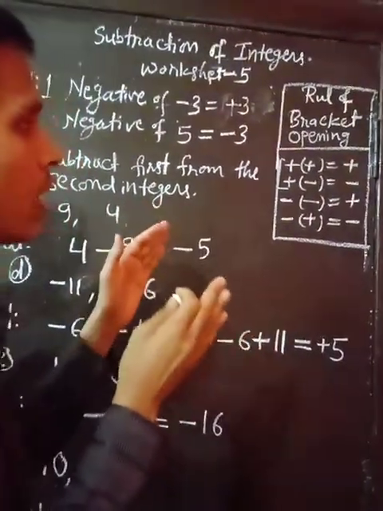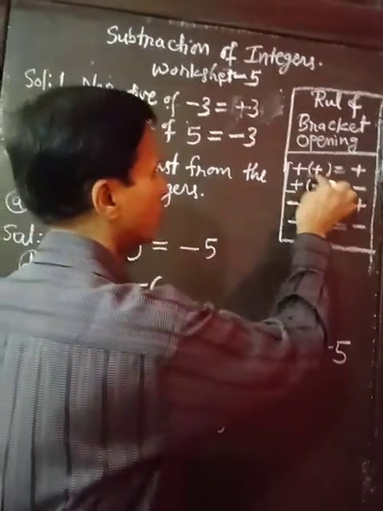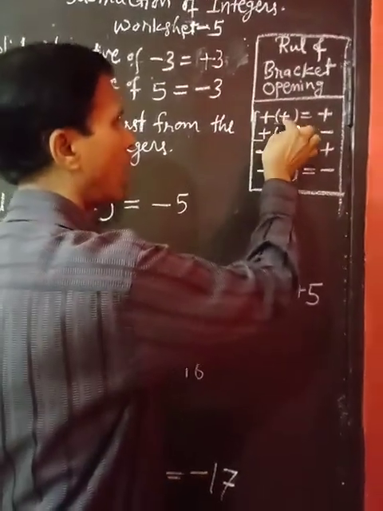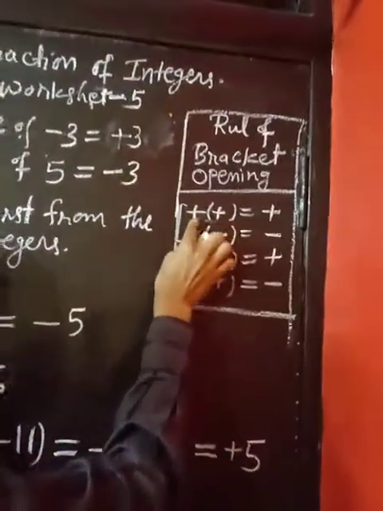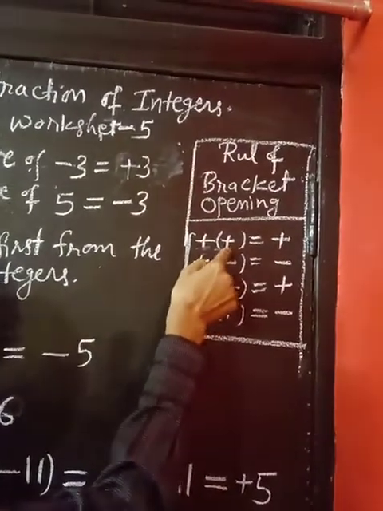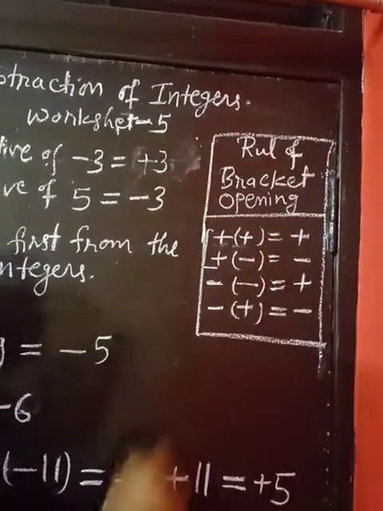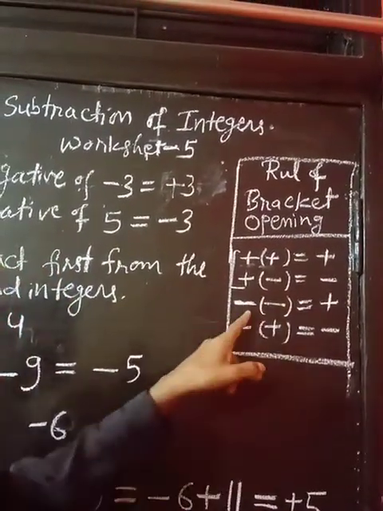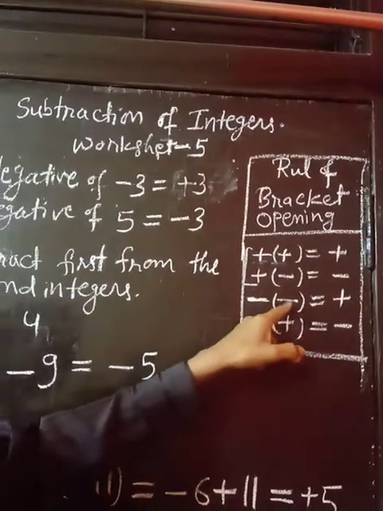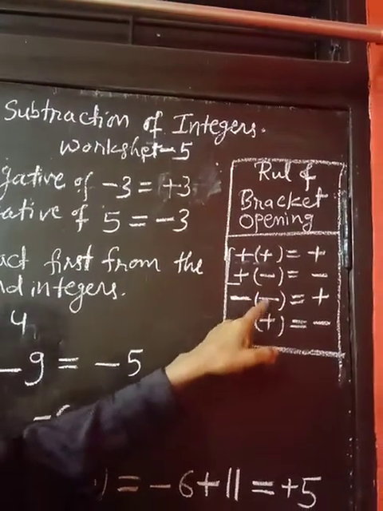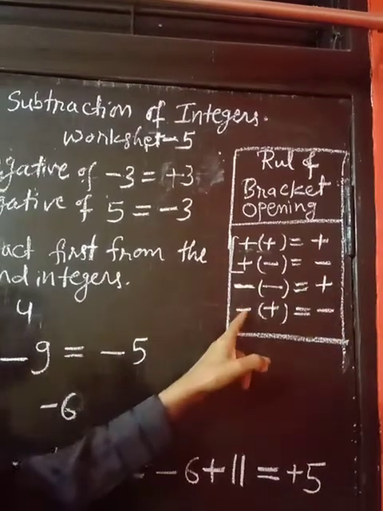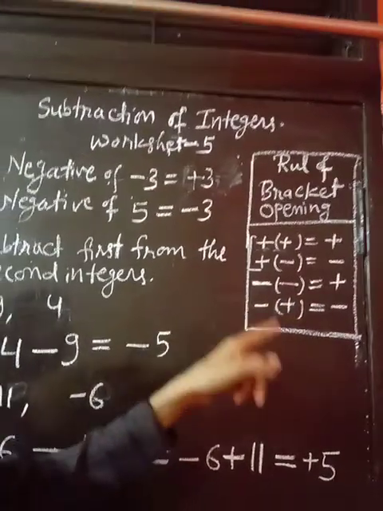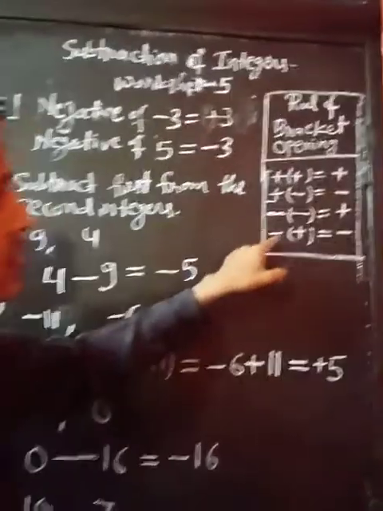The question was find the sum. So plus of plus is plus, plus of minus is minus. It means if there is a positive sign outside of the bracket, the signs inside will not change. Positive will be positive, negative will be negative. But when there is a negative sign outside of the bracket, then the signs inside will change. You see, negative of negative is positive and negative of positive is negative. Means these two symbols will change when there is a minus sign outside of the bracket.